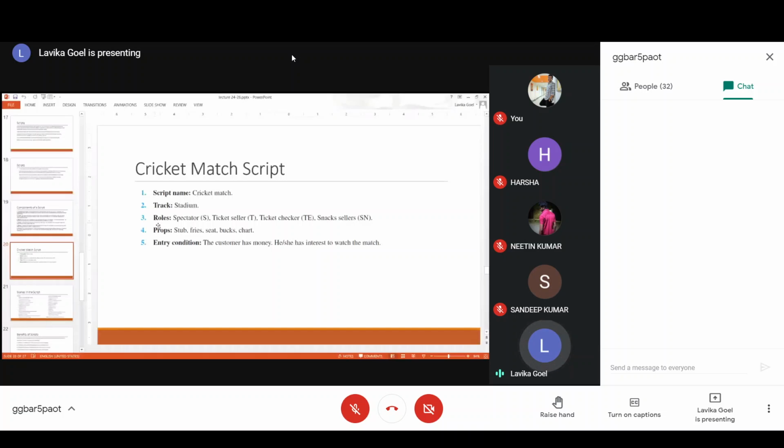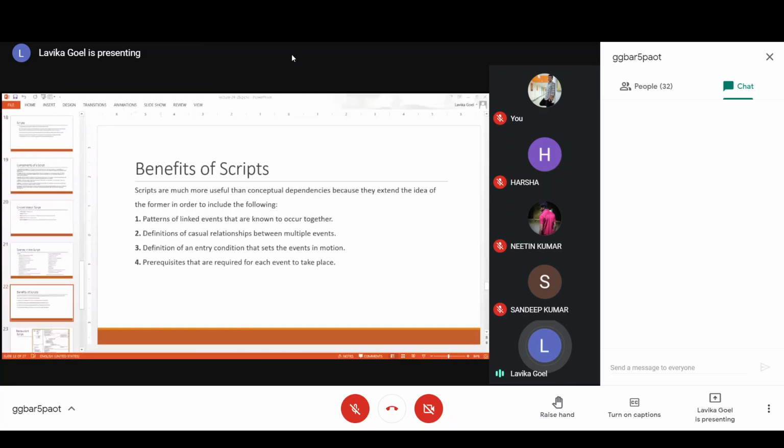So basically, what is the most important usage of scripts? Scripts are basically more useful than conceptual dependencies, because conceptual dependencies represent different natural language sentences, but scripts are basically linking the events in the natural language sentences. Okay, so there is always a causal relationship between the events that occur in a script. One scene in a script causes another scene, which causes the third one, and so on. So the events in a script are always related to each other by a causal relationship.